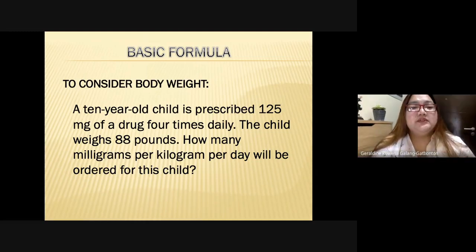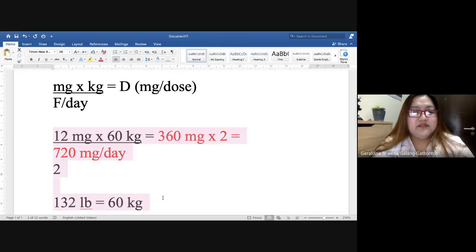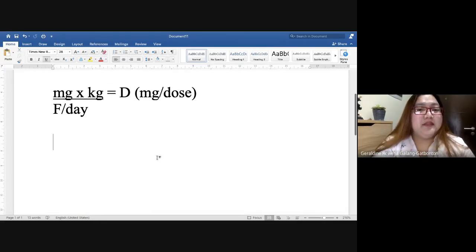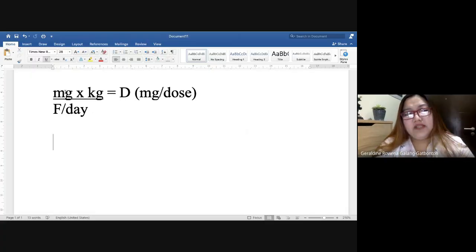Okay. So dito sa tanong na to, ang hinahanap ay ilang mg per day. Hindi yung ilang mg per dose. Alright? Hindi siya yung D. Given kasi yung D. So ang hinahanap dito yung mg per day. Which means, I will delete this. Ang hinahanap yung mg per day. Okay? So, following the same formula, pero ito nga lang yung hinahanap.